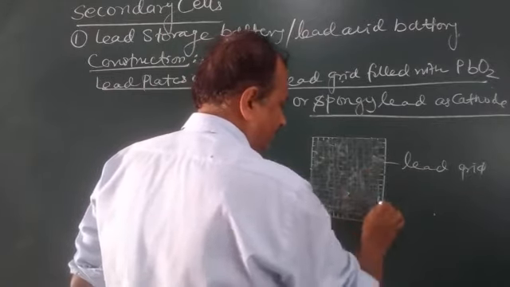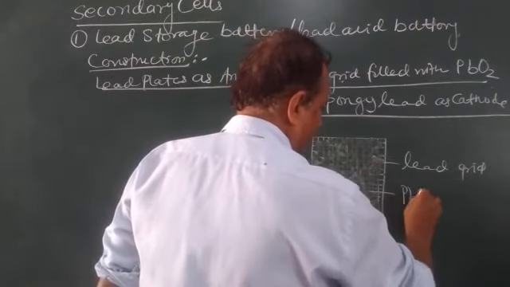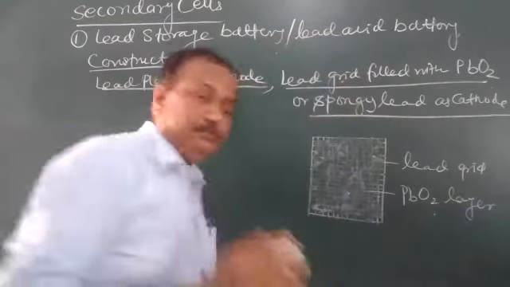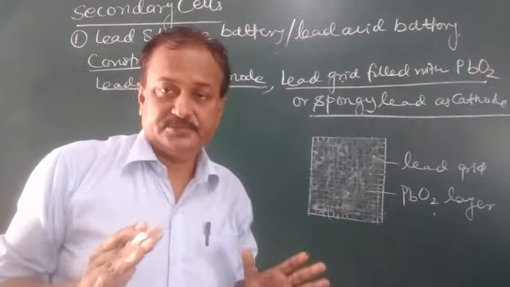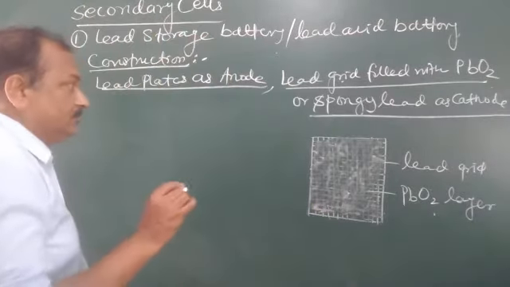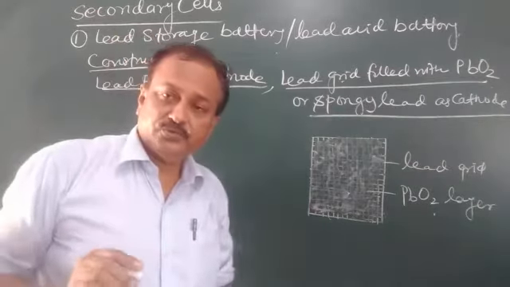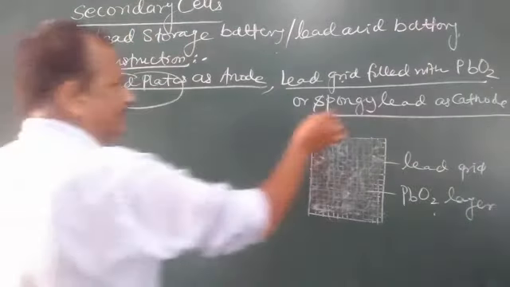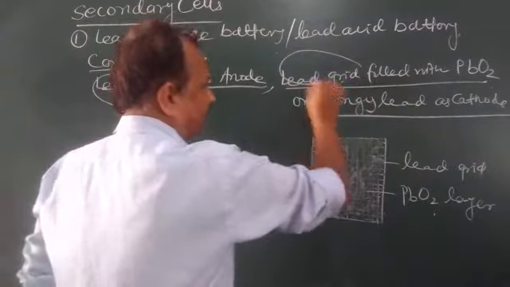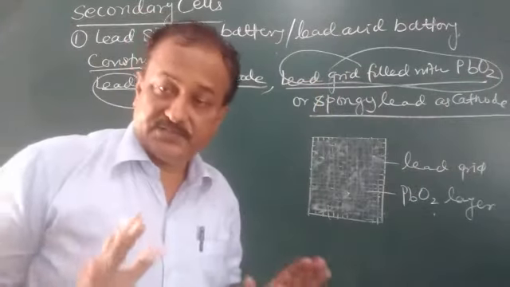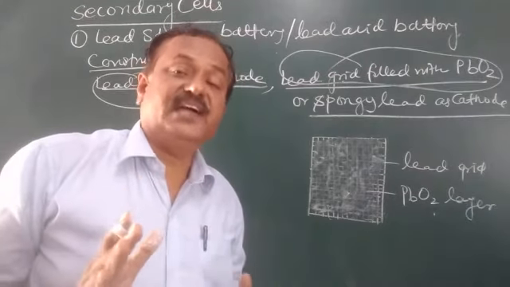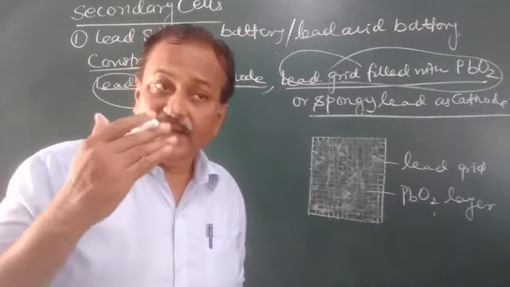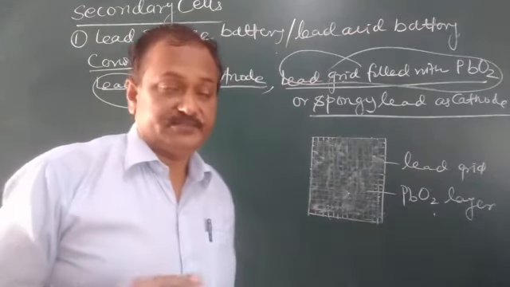So this is the PbO2 layer. So PbO2, a spongy lead, is compressed. So this is the point. Now coming to the real portion. There are two types of plates. One is the lead plate, and the other is this lead grid filled with PbO2.